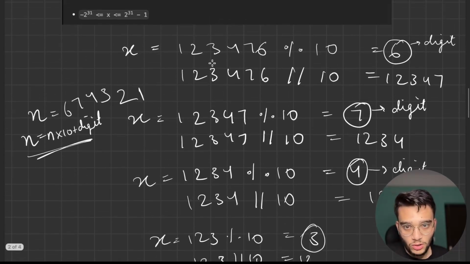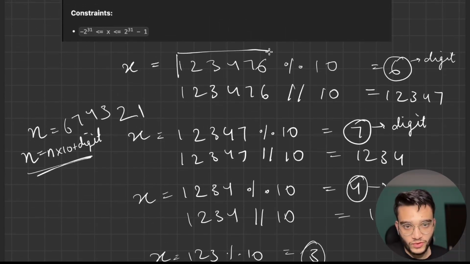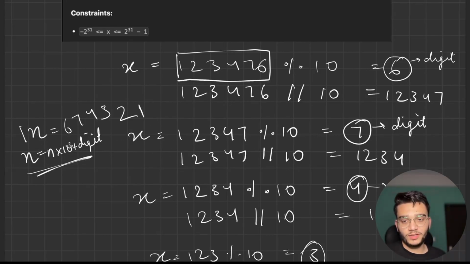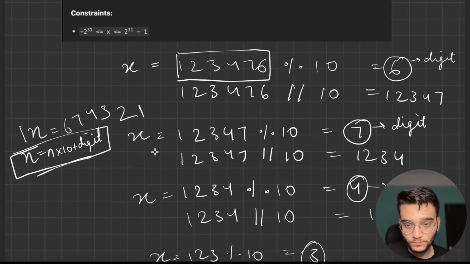So your 1, 2, 3, 4, 7, 6 got converted to 6, 4, 3, 2, 1. So this n equals n into 10 plus digit is the new modification that we have to include in our original digit extraction algorithm. Now let's go to the code editor and actually write the code for this problem and see what cases we have to handle next.